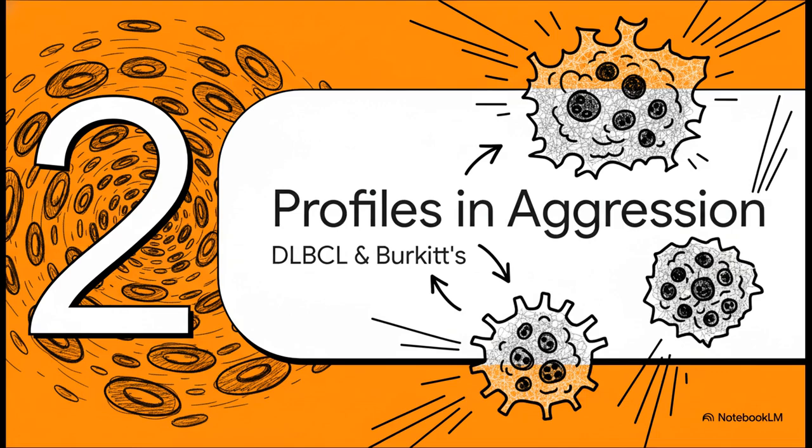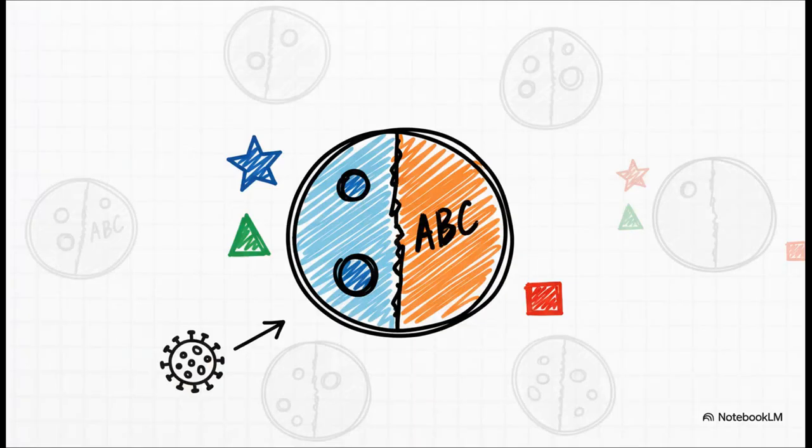So let's really zoom in on those two major high-grade B-cell lymphomas. Getting a handle on the unique features of DLBCL and Burkitt's lymphoma is essential because they represent the most common and the most aggressive phases of NHL. DLBCL is by far the most common type of non-Hodgkin lymphoma. But as we've seen, it's not one single thing.